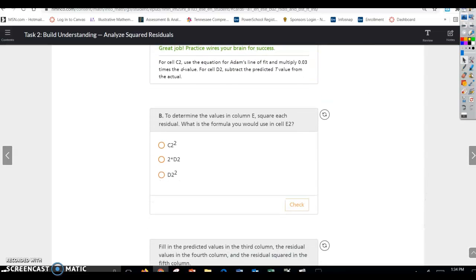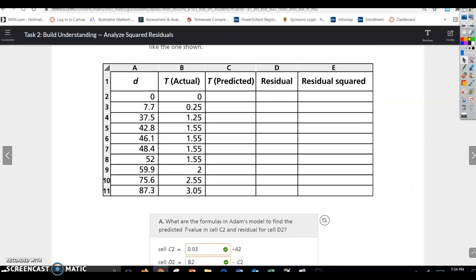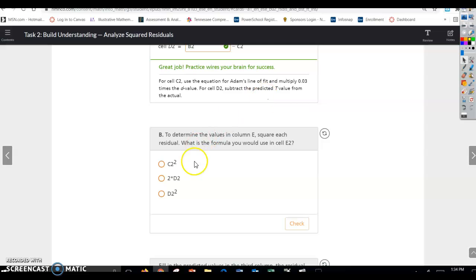To determine the value in column E, square each residual. So in column E, you're going to take and square this. Whatever D2 is squared, that's what E would be. So D2 squared would be E.